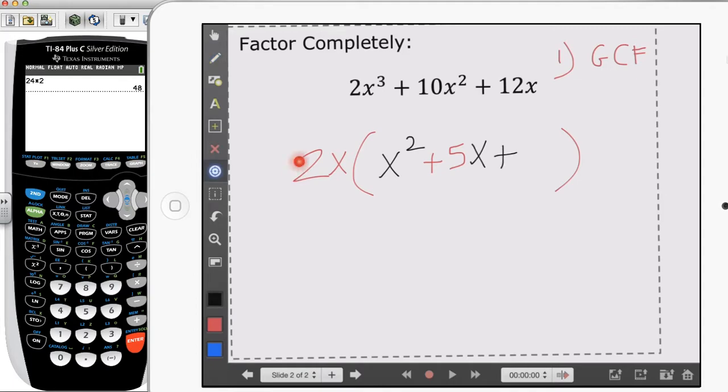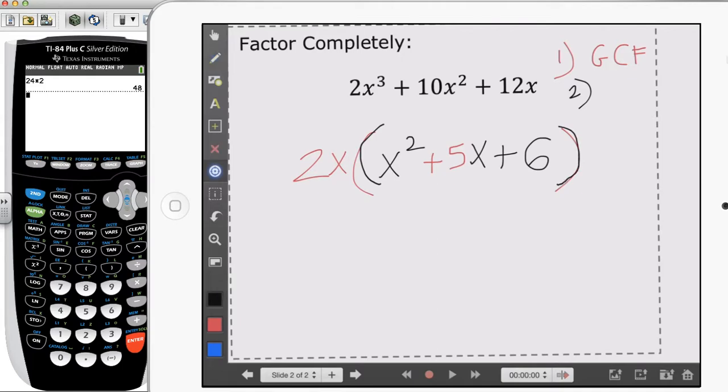Now, 2x times what would give you 12x? As you can see, the x is factored out. So 2 times what would give you 12? 6. So as you can see, the greatest common factor is 2x. Now, the second step that you need to move on to is you need to look inside the parentheses.